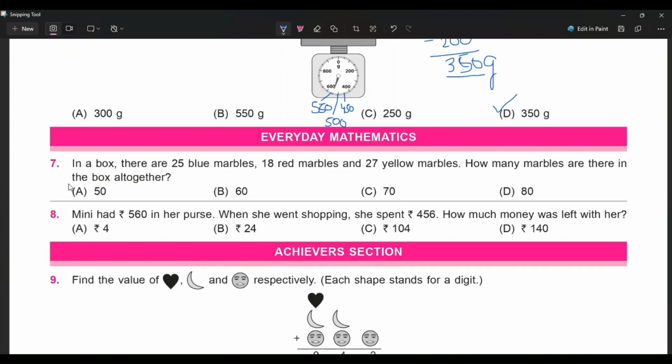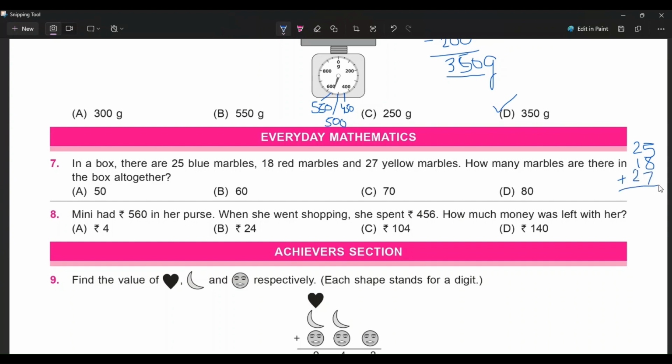Third section, everyday mathematics. Seventh question, in a box there are 25 blue marbles, 18 red marbles and 27 yellow marbles. How many marbles are there in the box altogether? So we are supposed to add all these, right? First 25 blue marbles plus 18 red marbles, 27 yellow marbles.